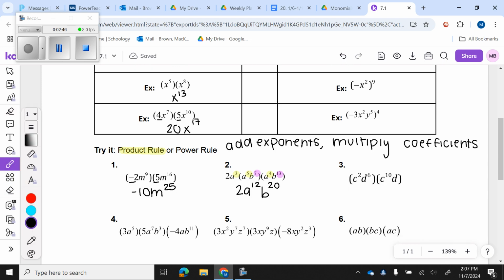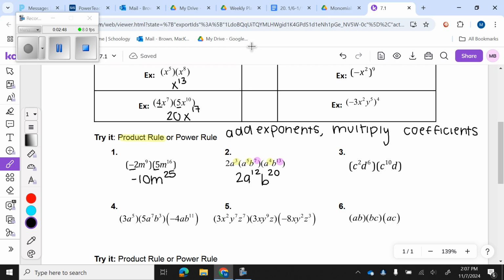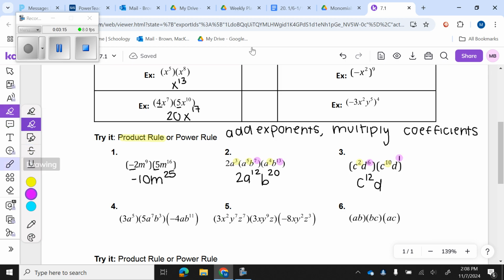All right, number 3, multiply our coefficients. Well, I don't have any coefficients, so I don't have to worry about multiplying anything here, and I'm going to add the exponents. I'm going to add all my exponents on my C's, so that's 2 and 10, so I'm going to have C to the 12th. Then D is a little weird, it doesn't have anything. If it does not have an exponent, you're going to give it a 1. So now I'm going to do 6 plus 1, which is going to give me D to the 7th.